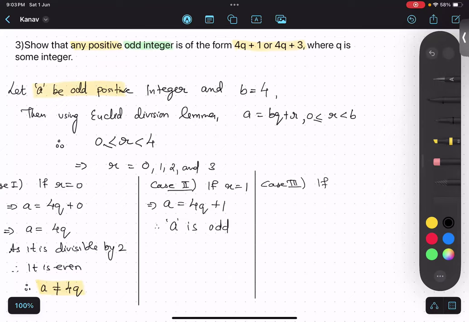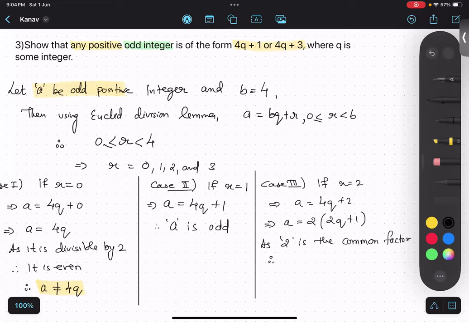Case number 3 is if r equals 2, then a equals 4q plus 2. Can I take anything common? Yes, 2 is common: 2(2q plus 1). That means 2 is the common factor. So, as 2 is the common factor, therefore 4q plus 2 is even. Is that clear? Yes, clear. Therefore a is not 4q plus 2.